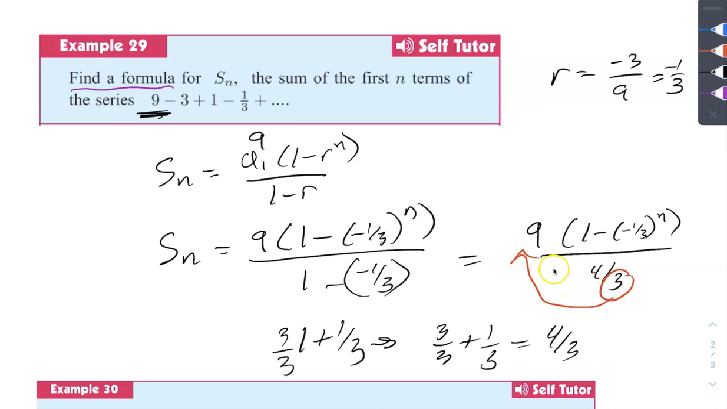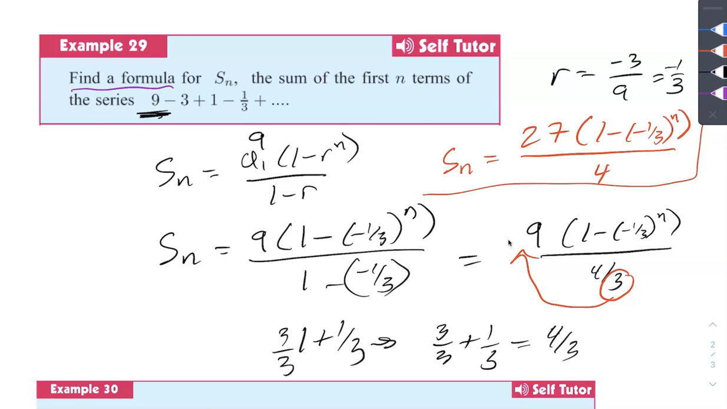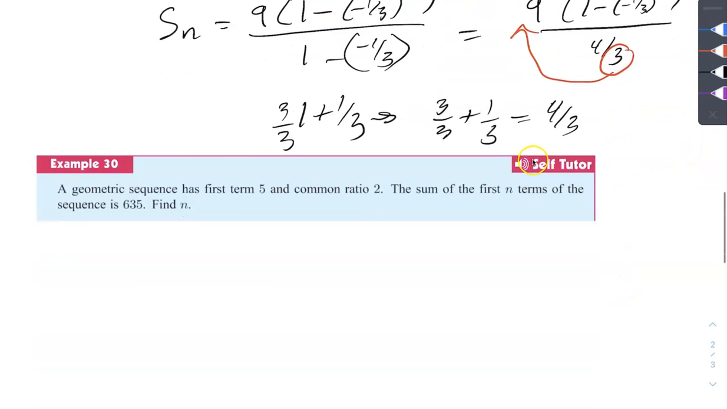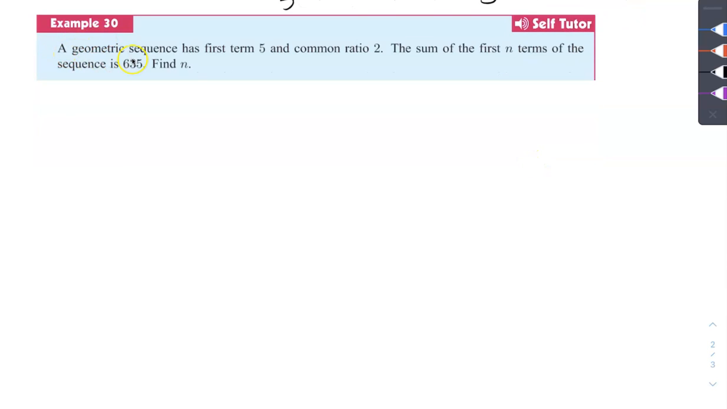So I get 3 times 9 is 27. 1 minus negative 1/3, again, I cannot change that, all over 4. And that is our formula that they want, right? So this is, well, this is correct. A little nicer will be this. That's just like simplification.